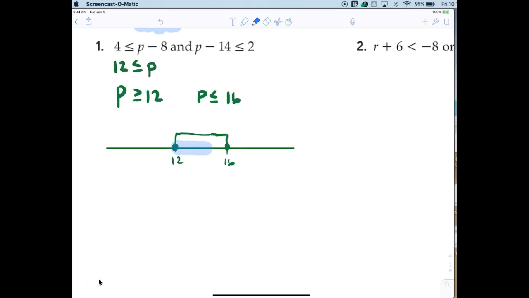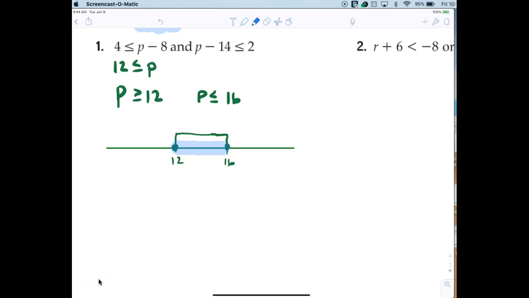Now, what I'm telling you right here, listen to me, I'm going to highlight something. All of these numbers are both greater than 12 and less than 16. I don't think that's a hard concept, but for whatever reason, that's really difficult for some kids. I have no idea why.